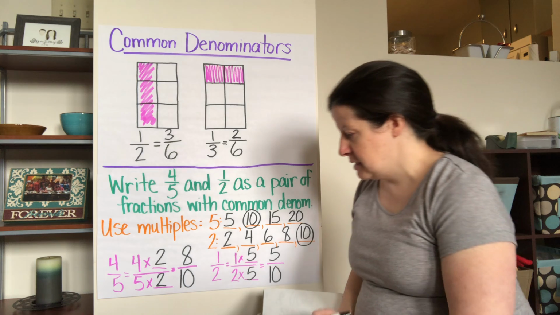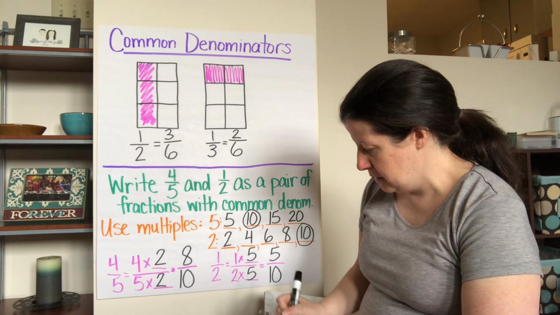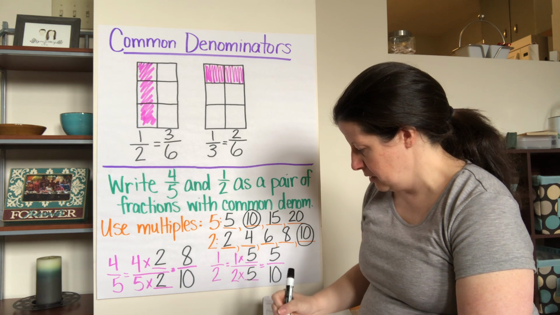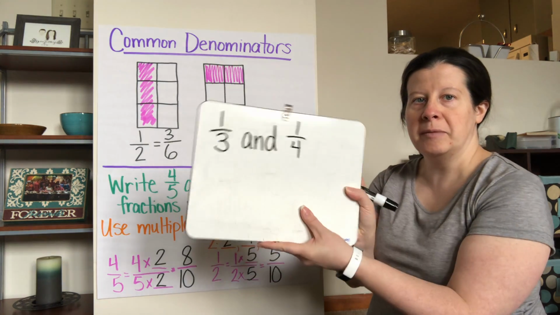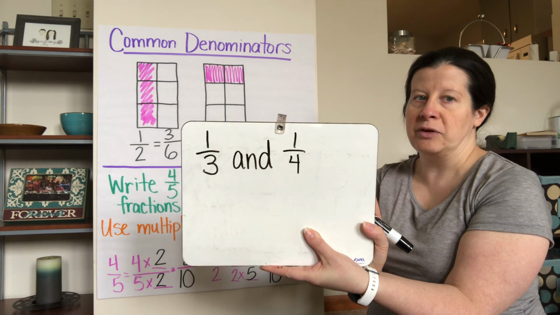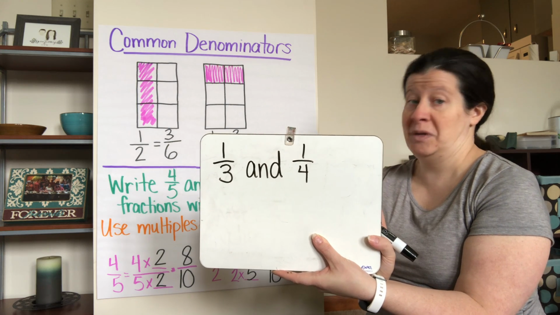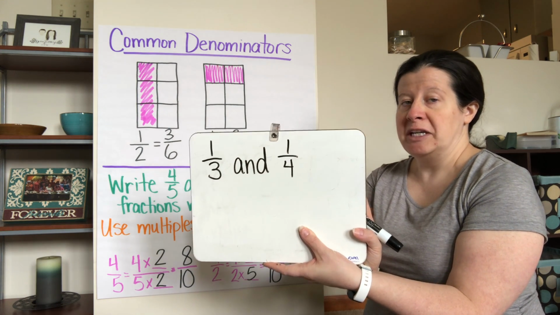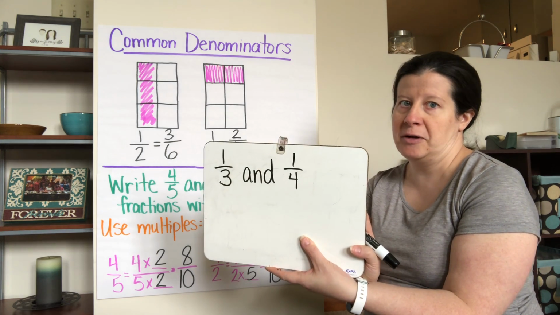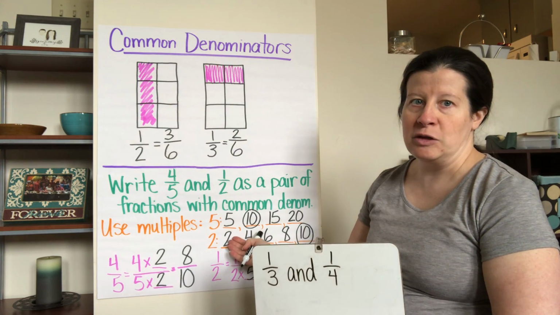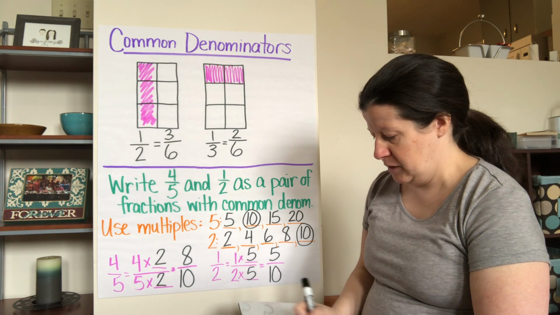All right, let's start with 1/3 and 1/4. Okay, so write down 1/3 and 1/4. Do they have the same denominator right now? They don't. One has a 3, one has a 4. So we need to change those two fractions so that they have the same denominator. We can do this same idea and use multiples of those denominators. So we have the number 3 and we have the number 4.